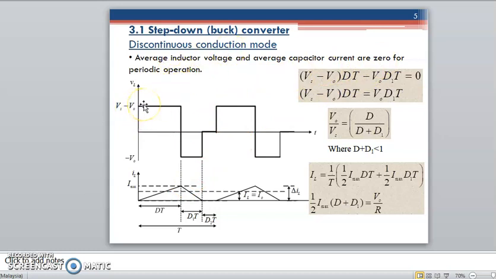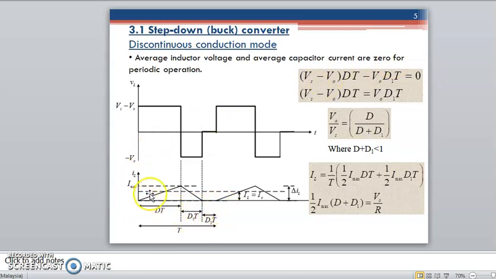In CCM, the positive cycle is positive, then the negative cycle is negative, then it returns back to positive. We have only 2 levels, but now we have 3 levels: positive, negative, 0, return back to positive, negative, 0. This means there is some range of 0 voltage on the inductor, and for the capacitor current, we have a 0 gap for some periodic operation.